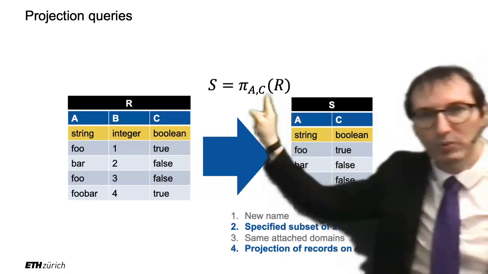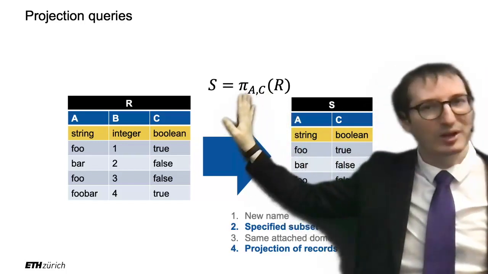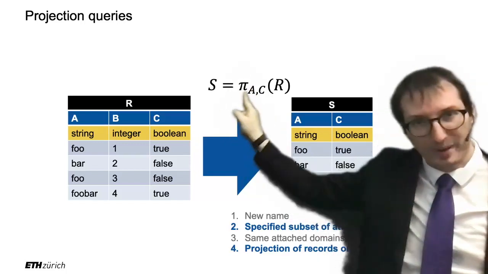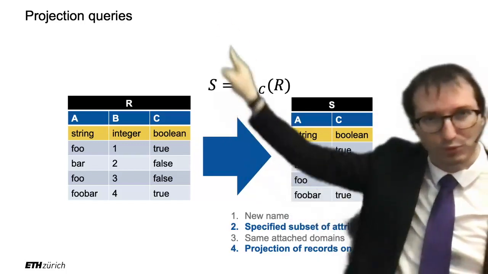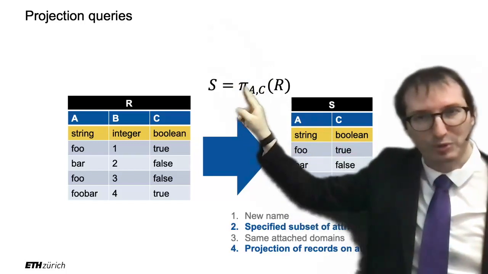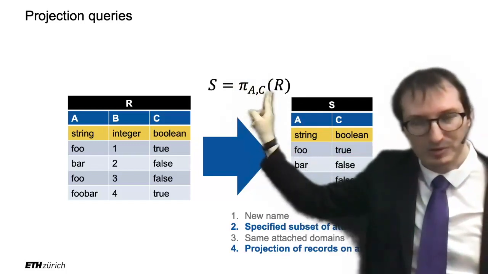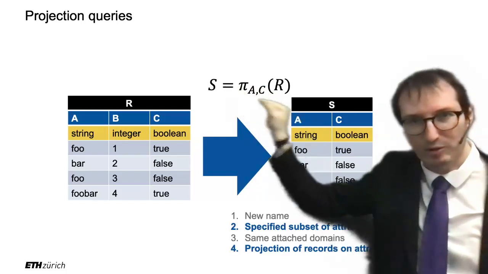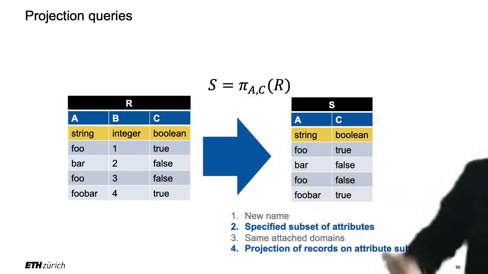Now, we have a formula for that. And in the relational algebra, we love Greek letters. So we are going to use pi. Pi is projection. And then as a subscript of pi, we specify a list of columns that we project to, A and C. So pi A,C of R is this.